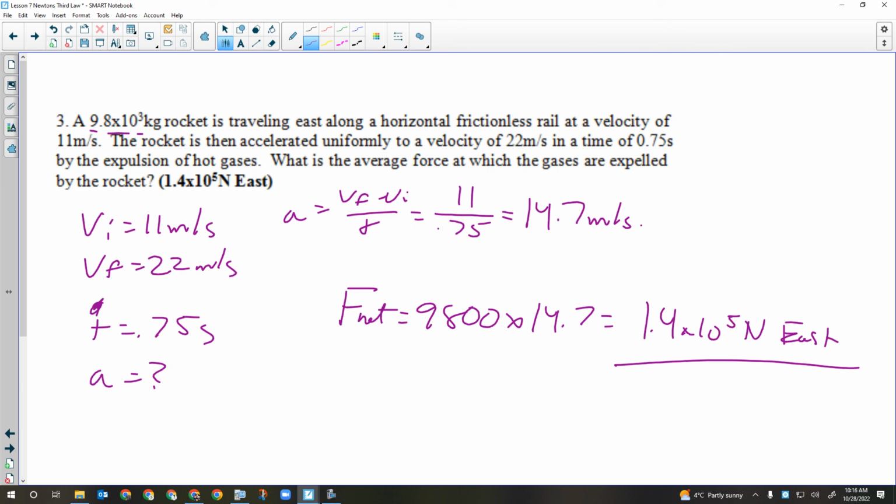Oh yes, by the rocket. Yeah, it's the force on the... you're absolutely right. That's the force on the gases, so the force on the gases would be west. Absolutely. Good eye, Jonah. Okay. Question on it? Yes.